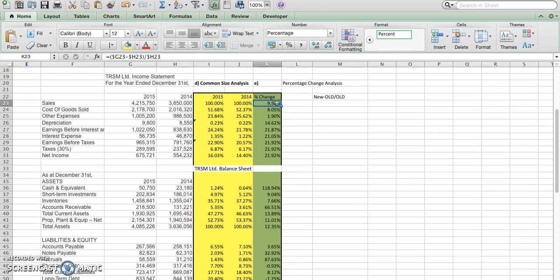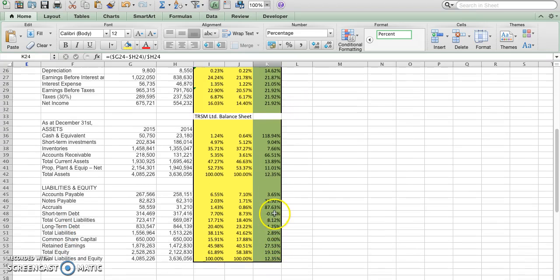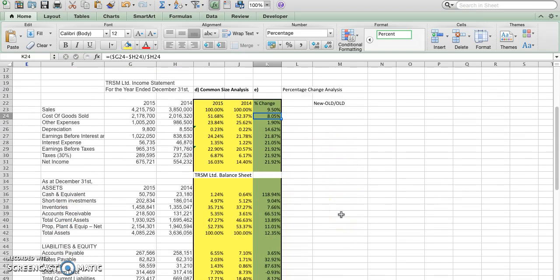When we look at this element right here, we're looking at the 2015 number minus the 2014 number for sales, and we're going to divide that by the old, which is 2014 in this case. So you will do that across the board here, and that is what you will be getting. All this really means is you're comparing the change from the old year, 2014 in this case, to the new year, 2015. So when we have 8.05% right here, what does that tell us? It tells us cost of goods sold have gone up by 8.05%.